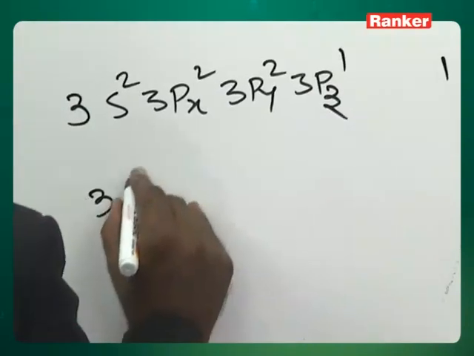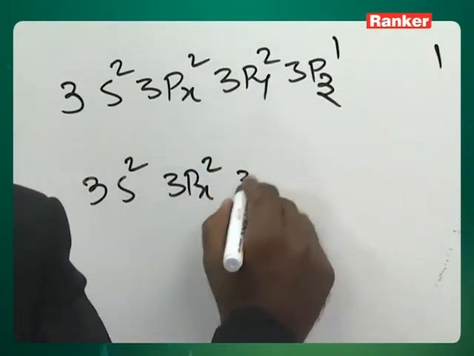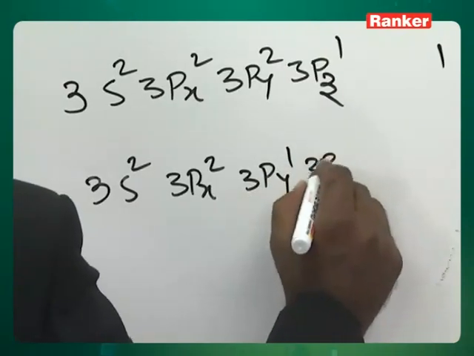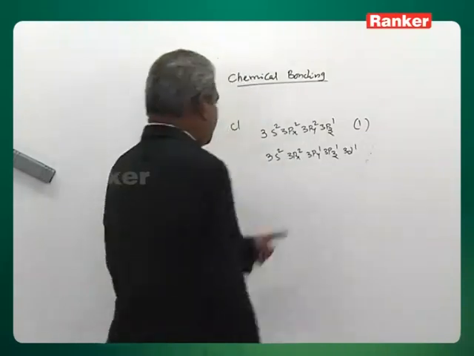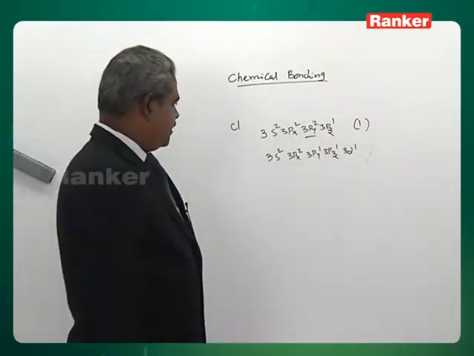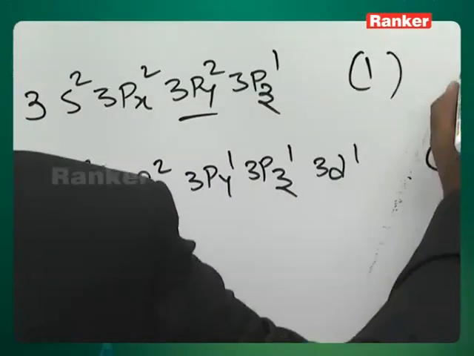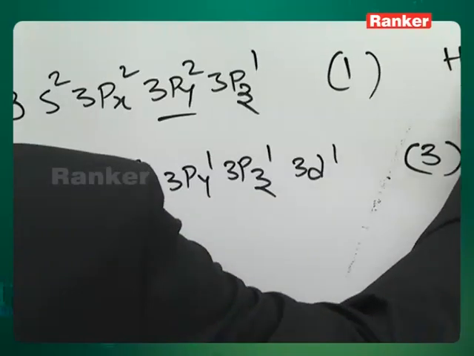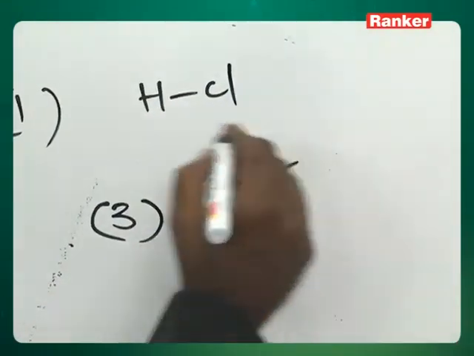Suppose 3s2, 3px2, 3py1, 3pz1, 3d1. What is this? This is excited. This pair is broken. This pair is excited. Now you have 3 unpaired electrons. It can form 3 bonds. So 1 bond as in the case of HCl, 3 bonds as in the case of ClO2 minus.